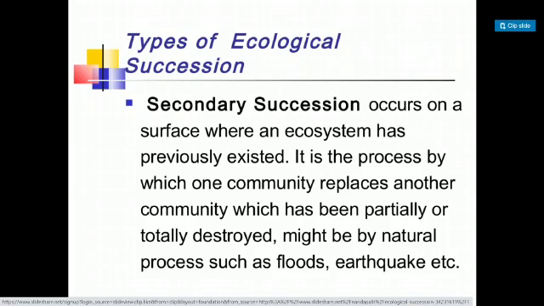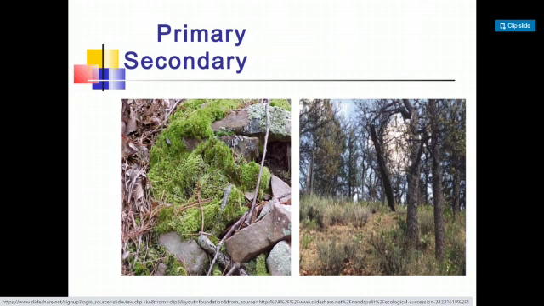So secondary succession occurs on a surface where an ecosystem has previously existed. This is the precise definition of secondary succession. It is the process by which one community replaces another community which has been partially or totally destroyed, might be by a natural process such as floods, earthquakes, etc.